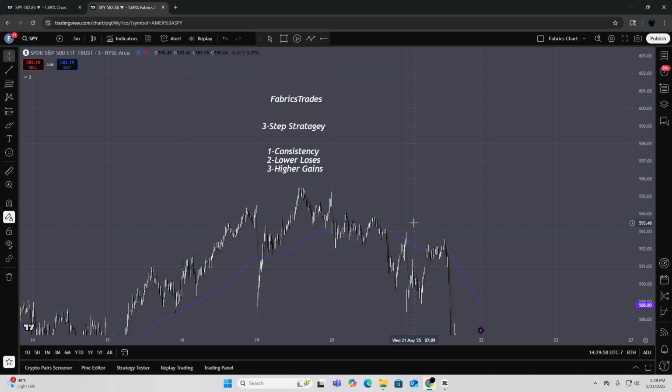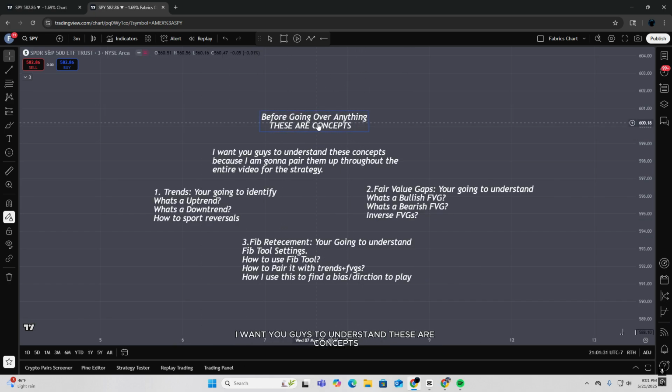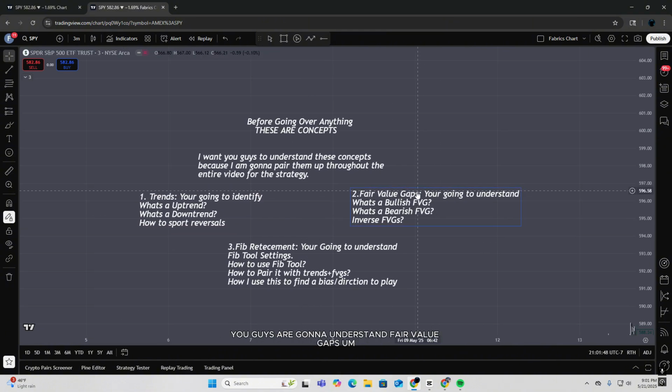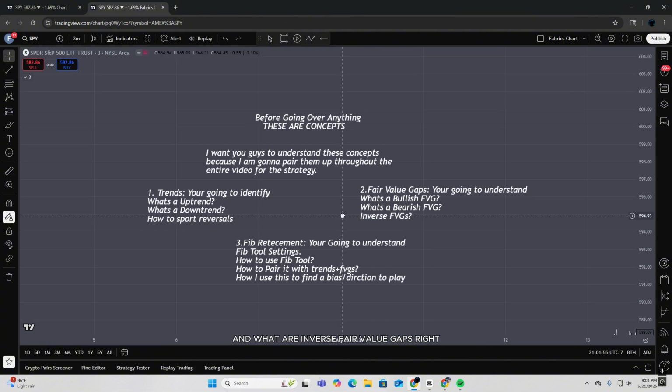Before I go over anything, I want you to understand these are concepts, because I'm going to pair these up throughout the entire video for you to understand the strategy. You're going to understand what trends are: what's an uptrend, what's a downtrend, and how to spot reversals. You're going to understand fair value gaps: what's a bullish fair value gap, what's a bearish fair value gap, and what are inverse fair value gaps.